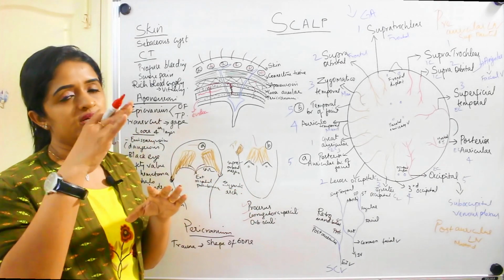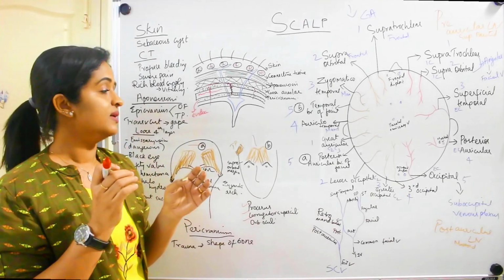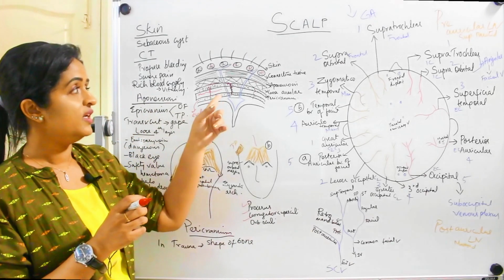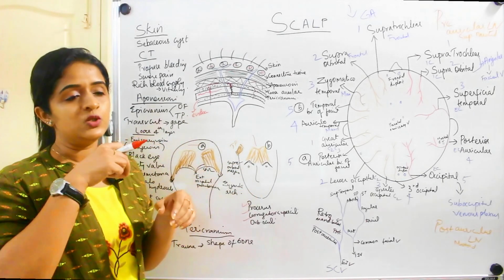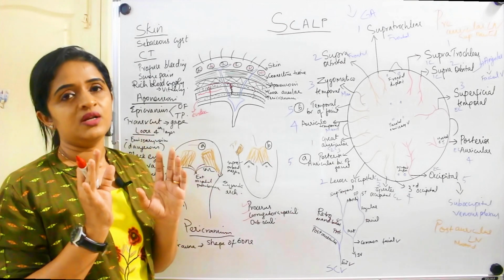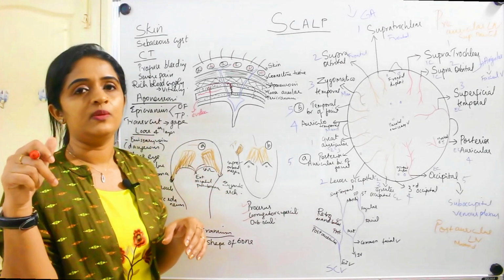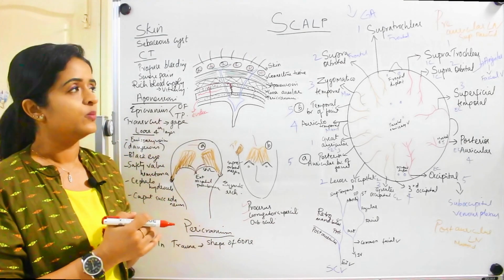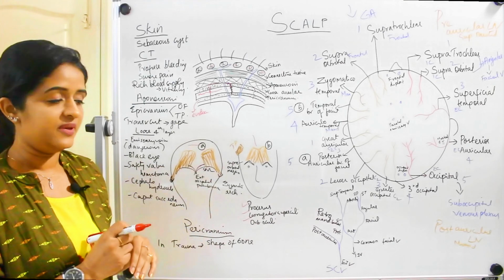The fluid will go on collecting throughout the shape of the skull, but in case of fluid collection beneath the pericranium with the pericranium intact, the collection will be limited to the suture lines, and the collection will take up the shape of that bone. So if it is in the parietal bone, the shape will be according to the shape of the parietal bone. So that is about the different layers of scalp in a nutshell.